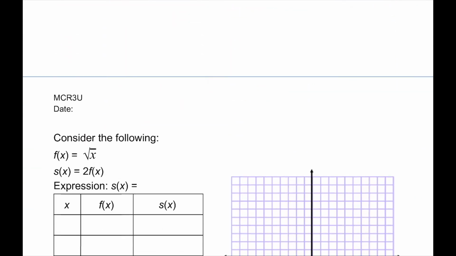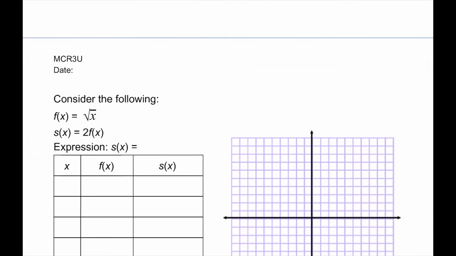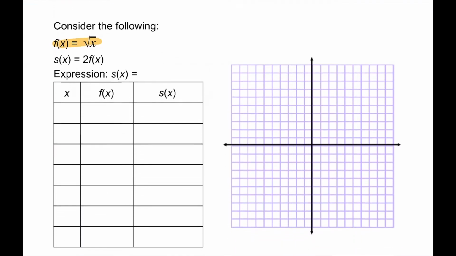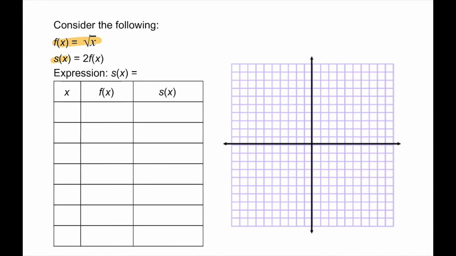So let's look at an example. And here we have f of x is the square root of x. So that's going to be my parent function. And we have s of x, which is really a transformation of f of x. In this case, how is it transformed? Well, here we're taking 2 and multiplying it to the values of f of x. In other words, for every single answer that we get for f of x, we're going to multiply by 2.